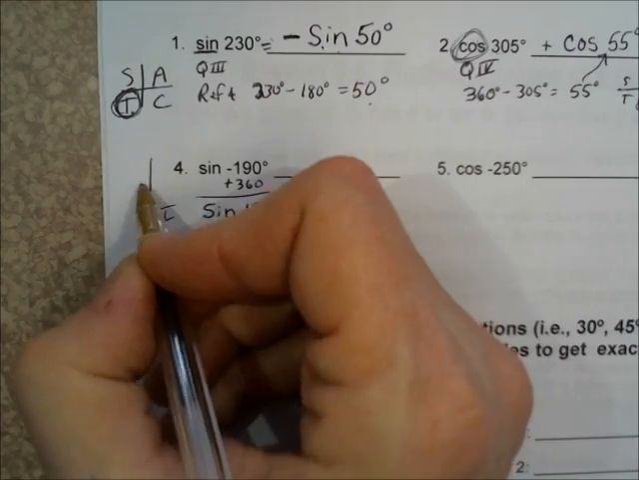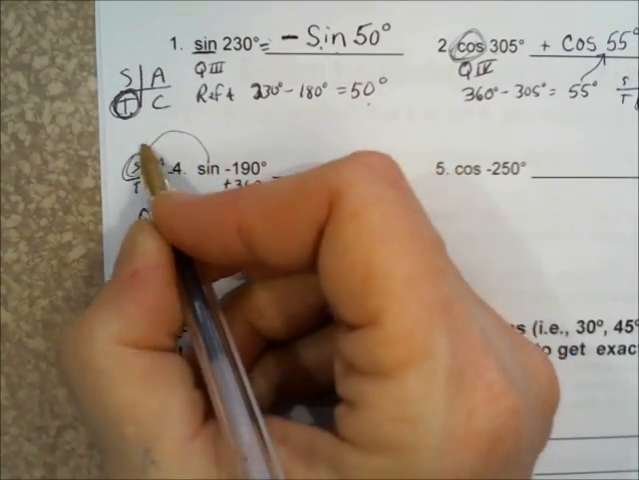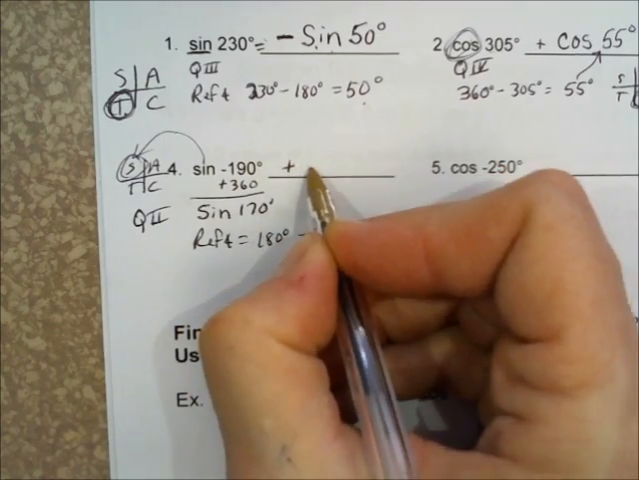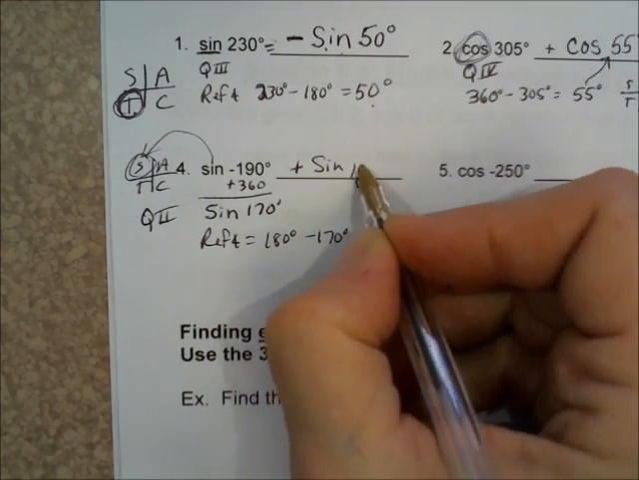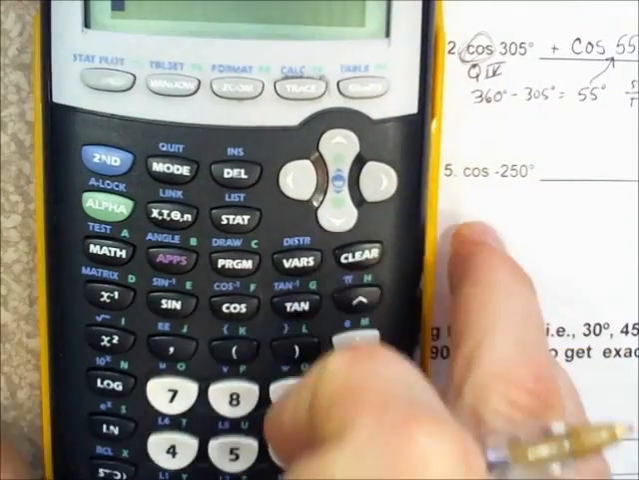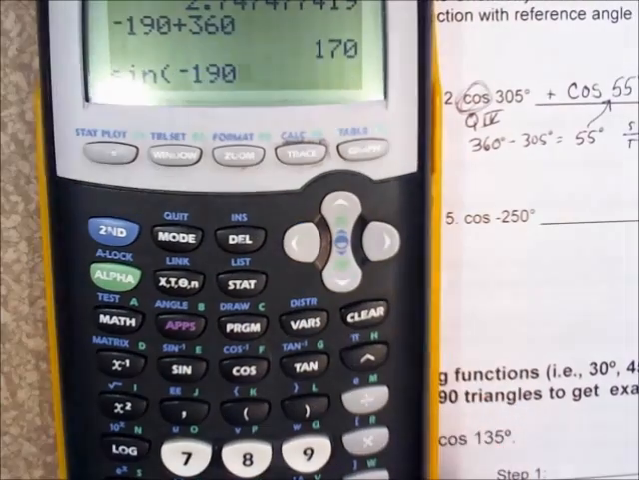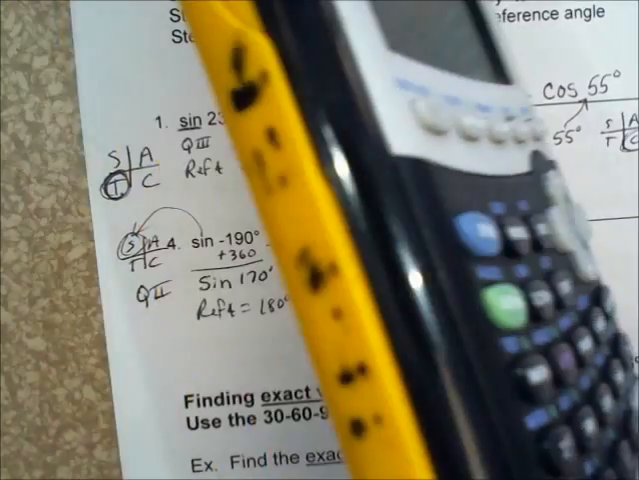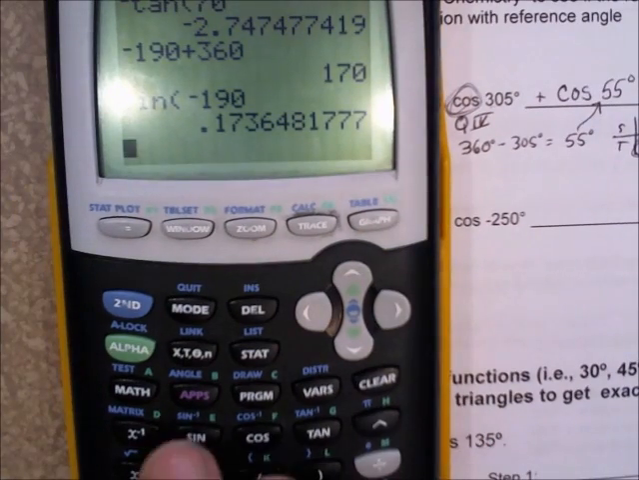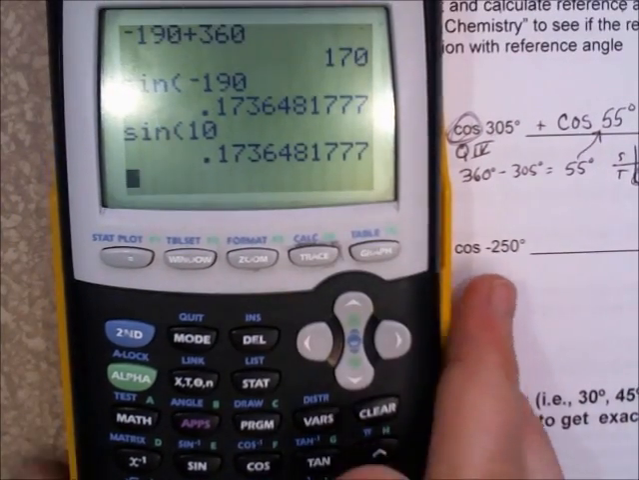And in quadrant 2, when we look at All Students Take Chemistry, well, in quadrant 2, the sine is positive. So this is a positive sine of the reference angle 10 degrees. And let's see, does the sine of negative 190 degrees equal the positive sine of 10 degrees? Well, yes, they do. They're exactly the same.